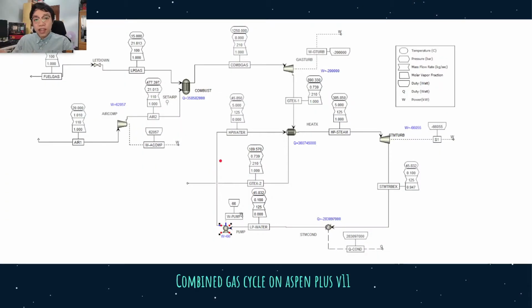On this slide here, this shows the entire Aspen Plus version 11 simulation. This is the completed combined gas cycle, complete with material streams and model streams. And this is what we're going to be discussing as we go on through the presentation.